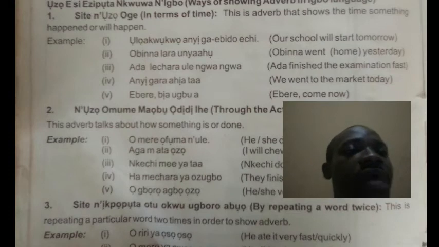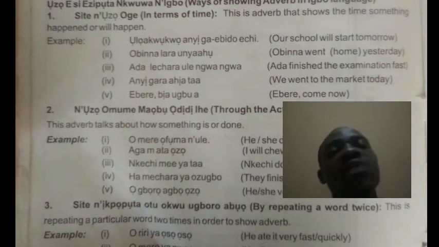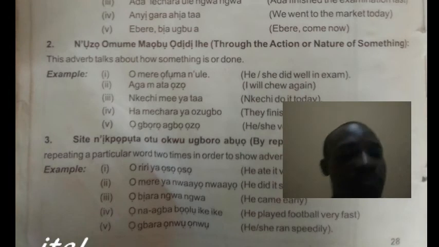Ule means examination. The next one is anyị gara ahịa taa. We went to the market today. So ahịa is market. Gara means went. Anyị means we. As you can see it there. Ebere bịa ugbua. Ebere come now. So it is telling what? Time, according to that example.